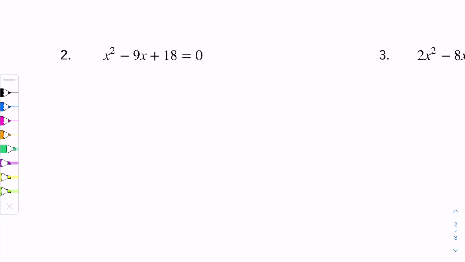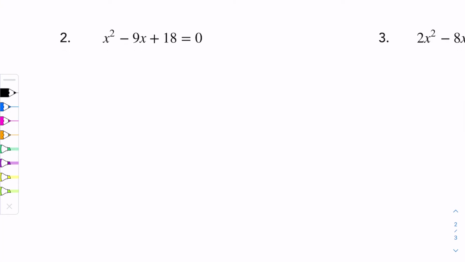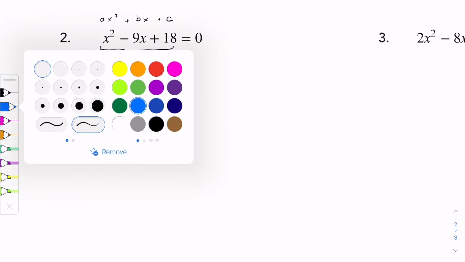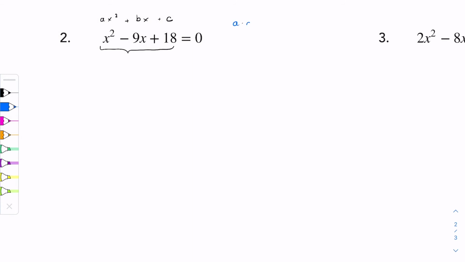And for the rest of these examples, you are going to have to factor the quadratic. So that means you're going to have to use the methods gone over on the review sheet. For this one here, we need to factor x squared minus 9x plus 18. Recall that standard form is ax squared plus bx plus c, and we want to find what a times c is. So in this example, our a value is 1 and our c value is 18. So a times c is 18.